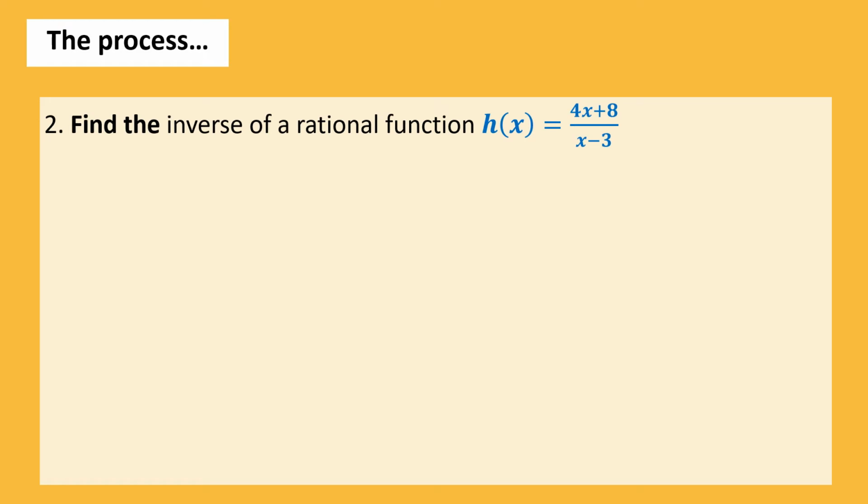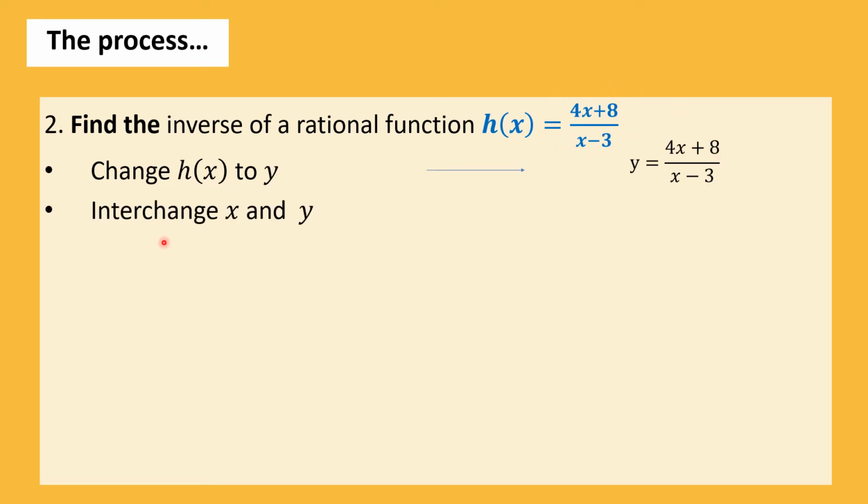So this is example number 2. I am going to show you the process of how to get or to rewrite the original function into inverse function. So find the inverse function of a rational function h of x is equal to 4x plus 8 all over x minus 3. Step 1, we have to change h of x to y. So, in changing h of x, we will get y is equal to 4x plus 8 all over x minus 3. So, kung makikita ninyo, ang pinalitan lang natin ay yung h of x. Naging y lang siya. Yung ating expression sa right ay parehas pa rin naman.